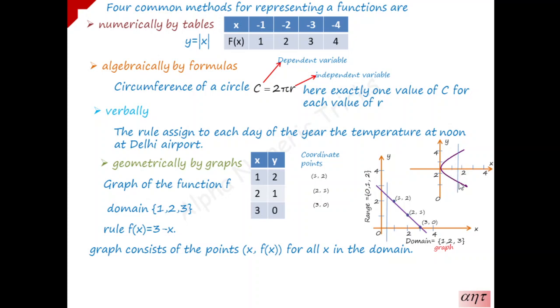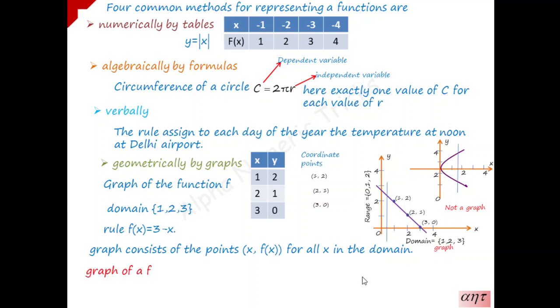So when you're giving the input, we get 2 outputs for this. Using this we can conclude that when you're giving input x, you get 2 outputs, because the line touches the curve at 2 points. So that's why this is not the graph of a function. This is the way we can conclude it.